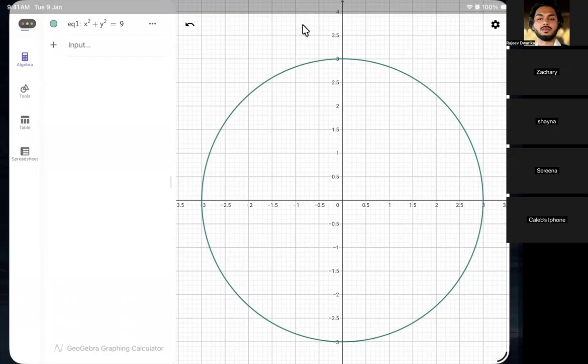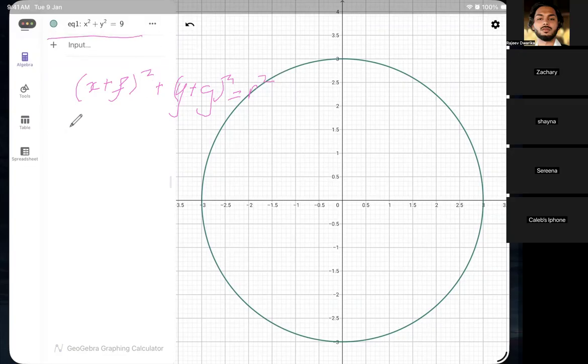3. Yes, it's 3. Now if you're observant, you probably noticed this. Could somebody quickly tell me the standard form of a circle? What is the standard form of a circle? X plus f squared plus y plus g squared equals r squared. What did I say F and G were? F and G were 0, right?